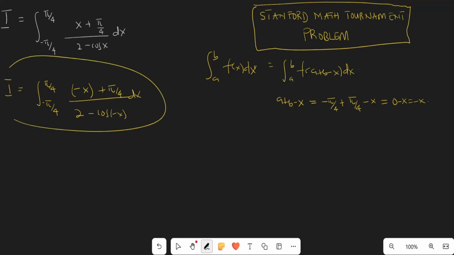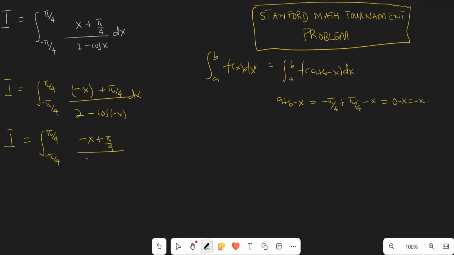This integral and the original integral are the same, right? So I, from the King's property, is the integral from negative pi over 4 to positive pi over 4 of negative x plus pi over 4 divided by 2 minus cosine of x, because cosine is an even function. The cosine of a negative angle is the same as the cosine of the positive angle, so that is the cosine of x dx.